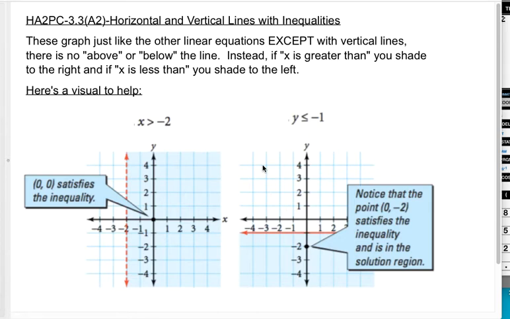All right, this is Honors Algebra 2 Pre-Calc, and we are doing 3.3 in Algebra 2. This is the second video in the series, and we're going to talk about horizontal and vertical lines involving inequalities.